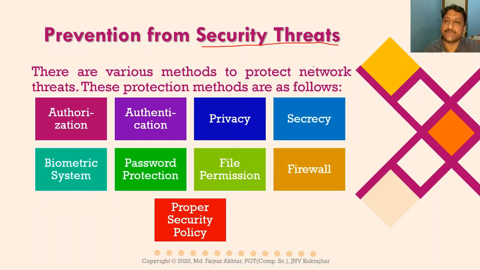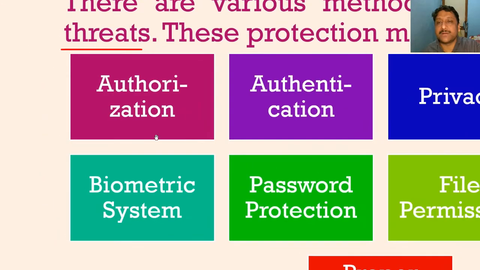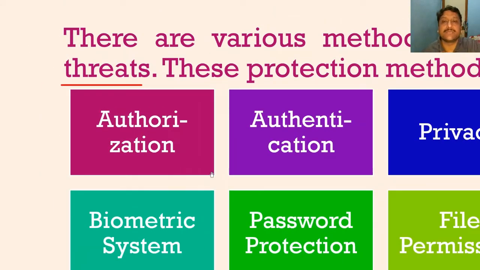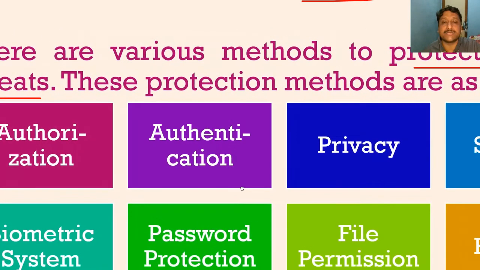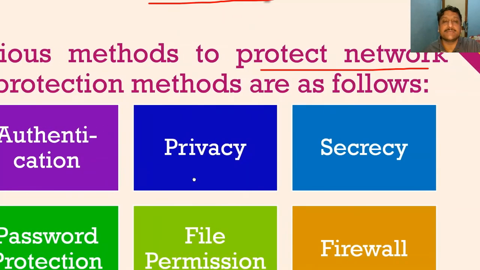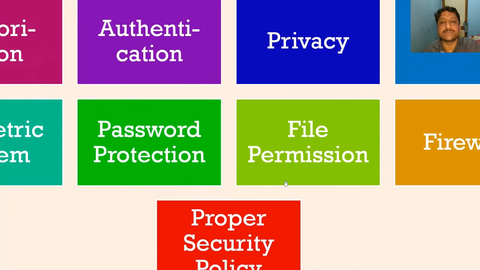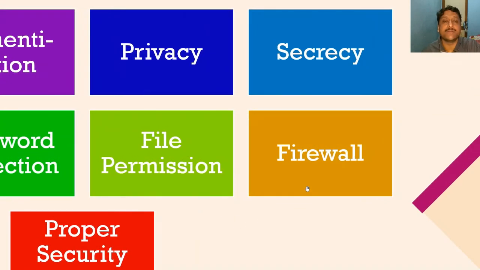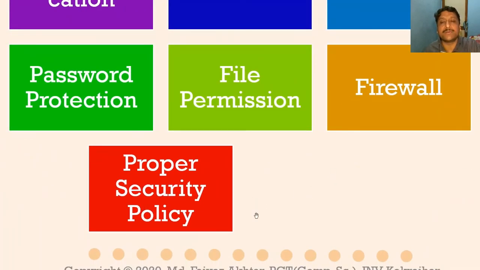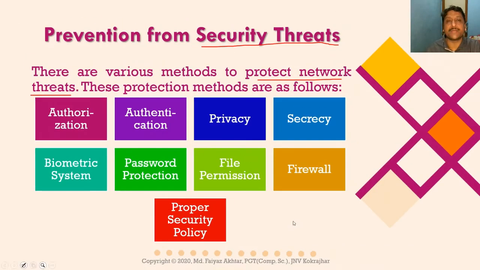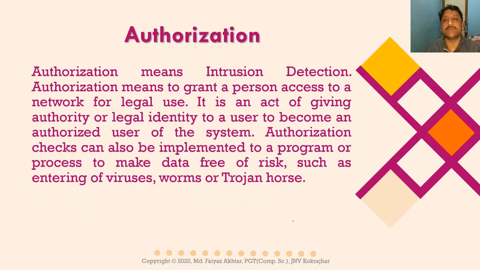Let us take a look here. There are various methods to protect against network threats. These protection methods are as follows. Authorization, username and password system, authentication, privacy, secrecy, biometric system, password protection system, file permission system, firewall system, and proper security policies are there to protect our system. One by one we are going to learn about these things.